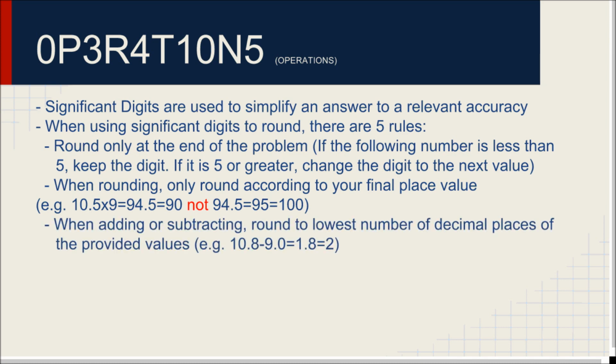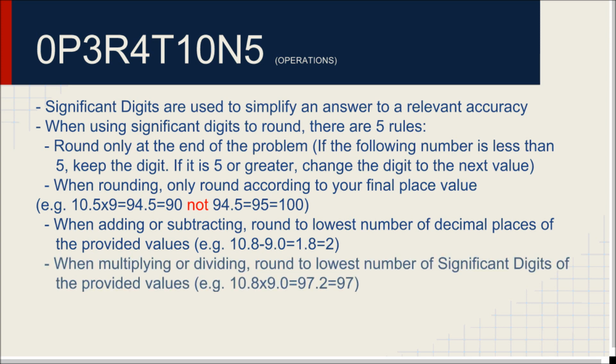When adding or subtracting, round to the lowest number of decimal places, not significant digits, decimal places. When multiplying or dividing, round to the lowest number of significant digits, regardless of decimal points.